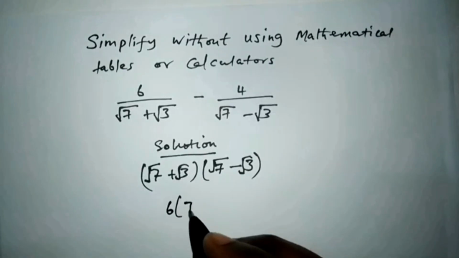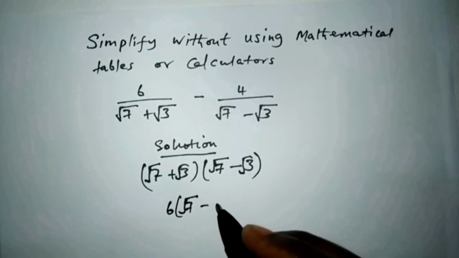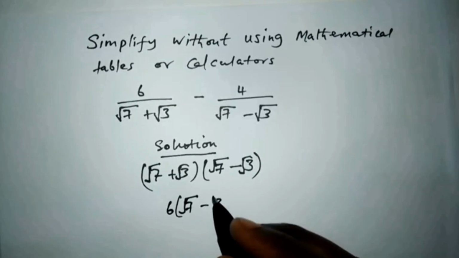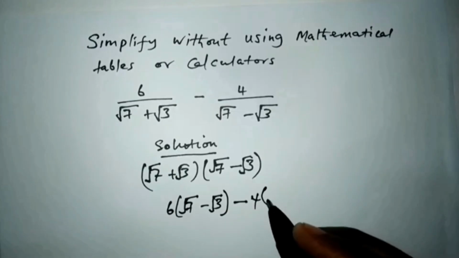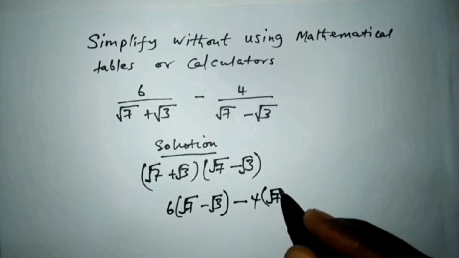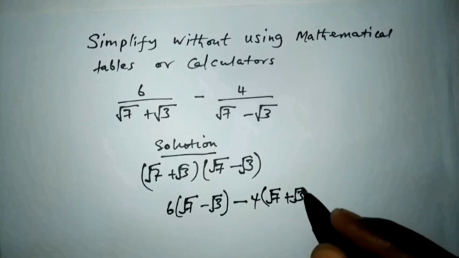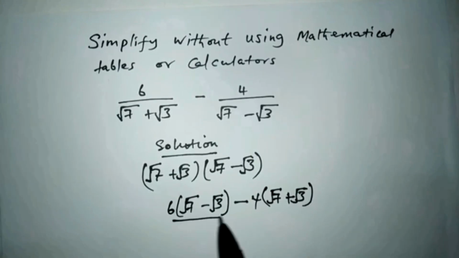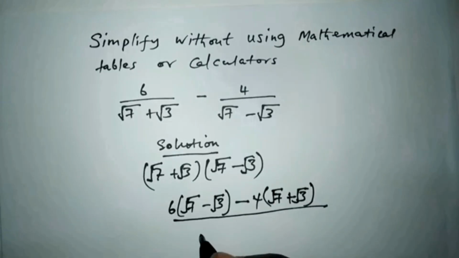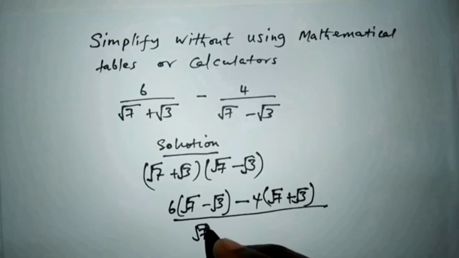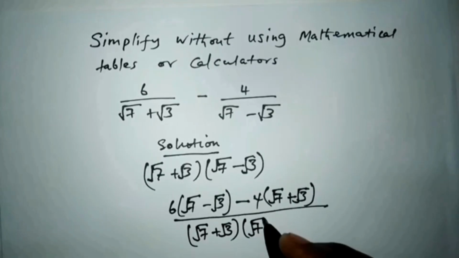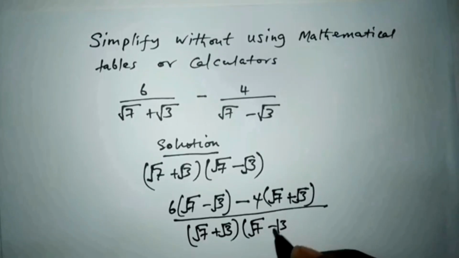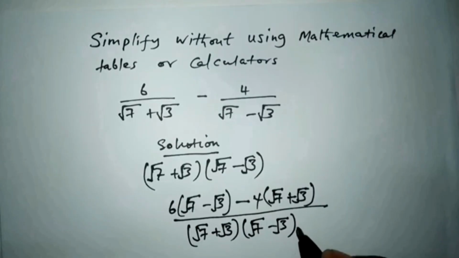bracket square root of 7 minus square root of 3, minus 4 bracket square root of 7 plus square root of 3, all over the LCM: square root of 7 plus square root of 3 times bracket square root of 7 minus square root of 3 bracket.